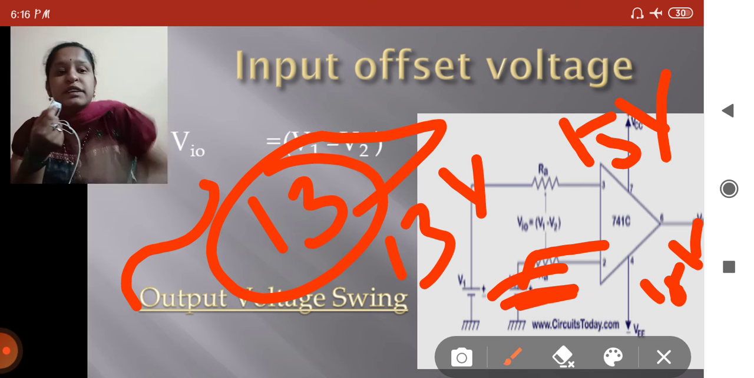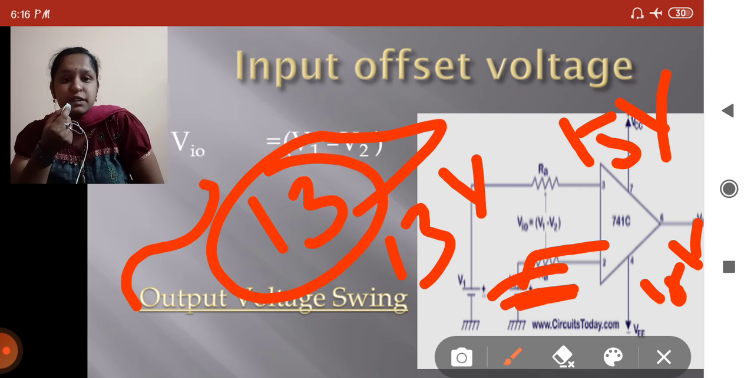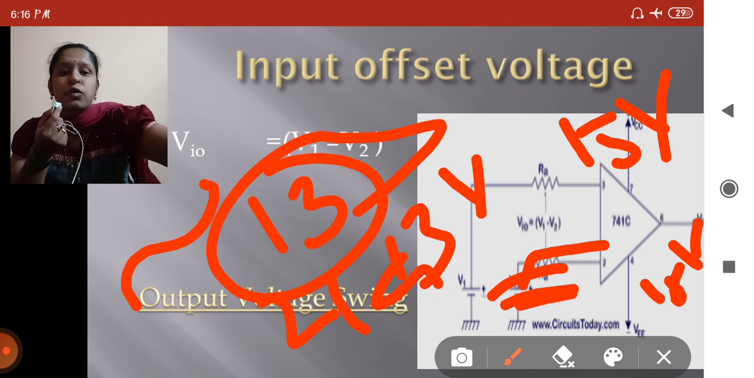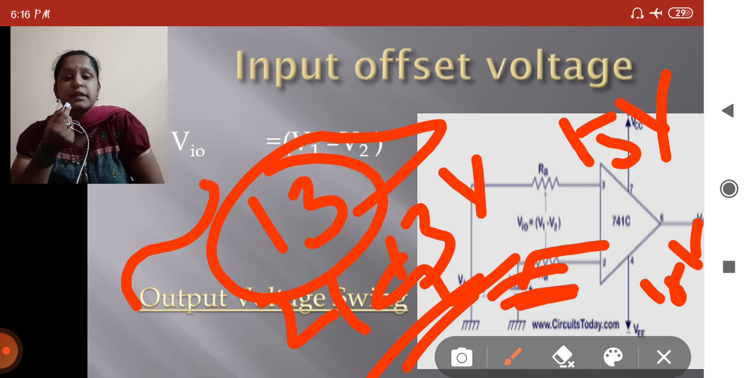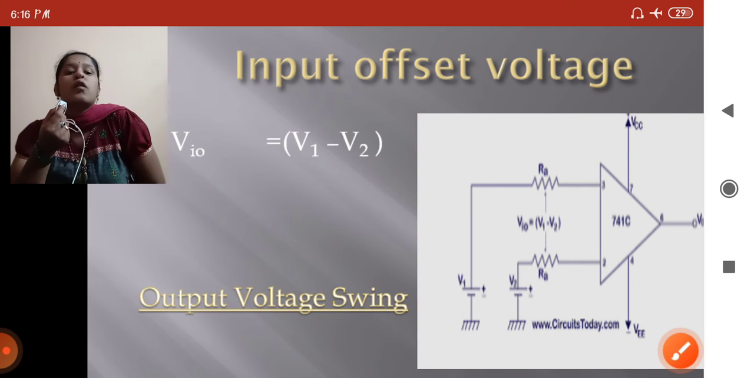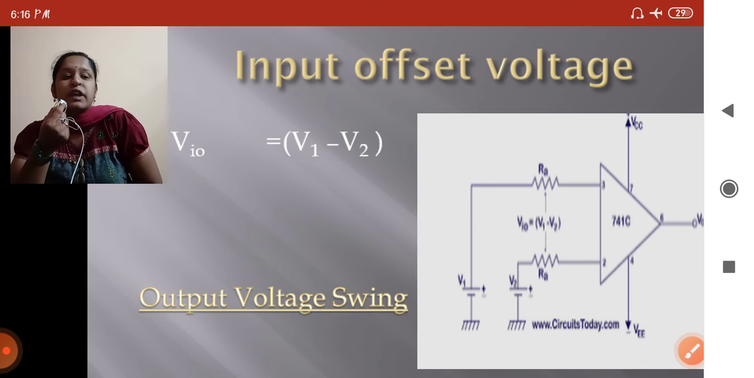If it exceeds 13 volt, your IC 741 will be damaged, as the load resistance of this 741 IC is 2 kilo ohms. It is more than or equal to 2 kilo ohm resistance. That is called the output voltage swing. You may get plus or minus 13 volt.